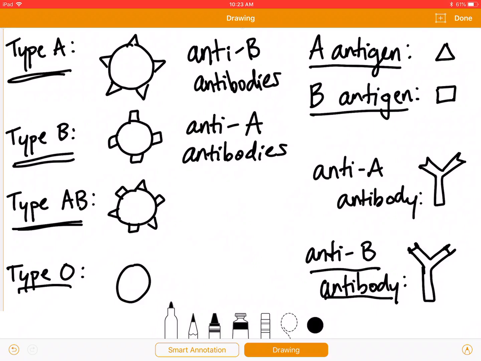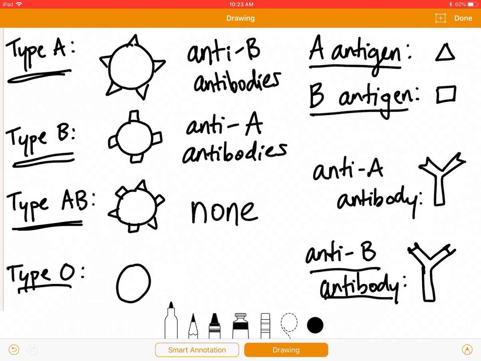Now, type AB blood, since they have both A and B antigens present on their red blood cells, what type of antibodies do you think they're going to have? That's right, they're not going to have any antibodies. Okay, so no antibodies present there, which means that type AB blood is the universal recipient. They can receive blood from any other blood type.